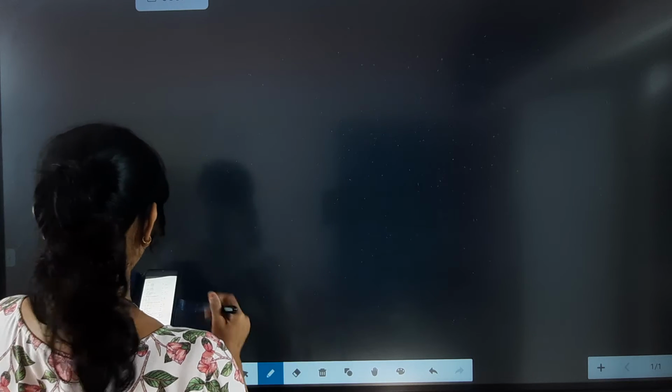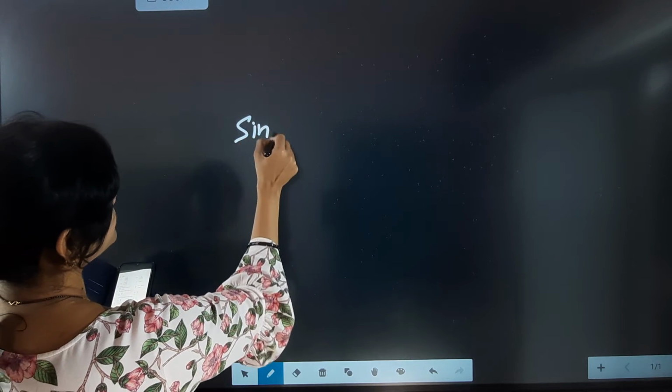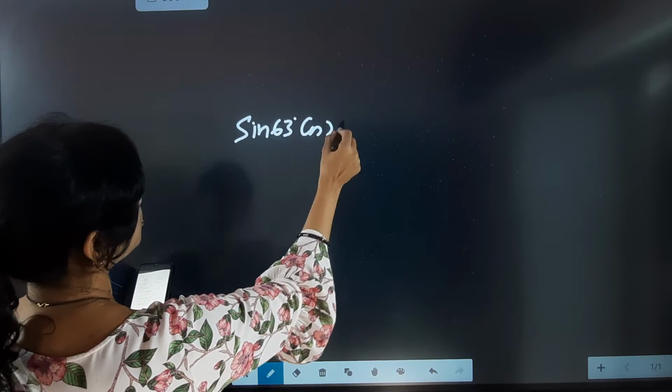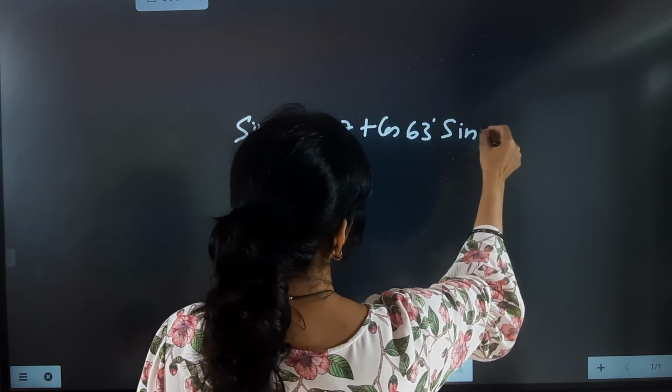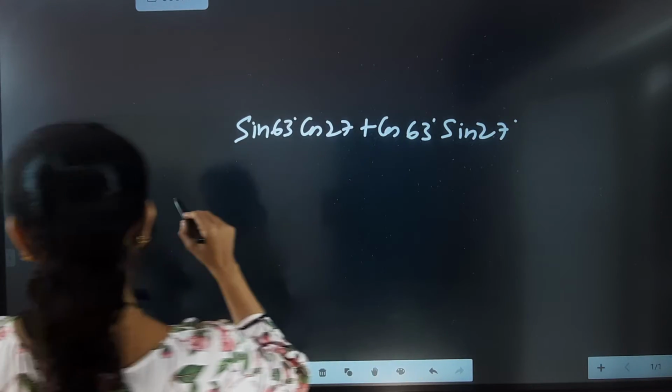Okay. So after question 26, question number 27 is there. It is written that sin 63 into cos 27 plus cos 63 into sin 27.